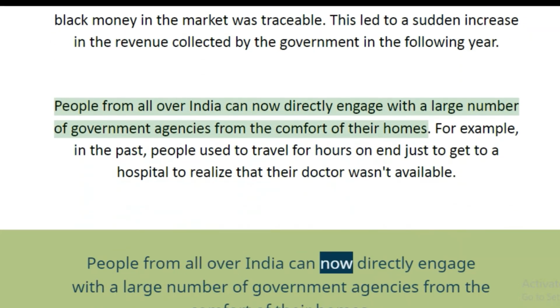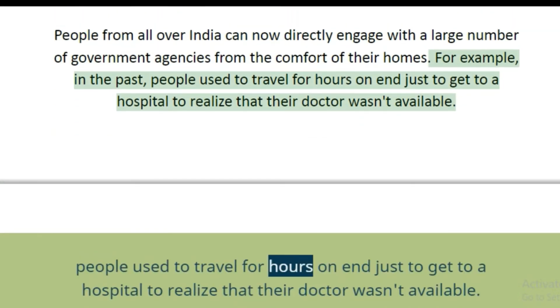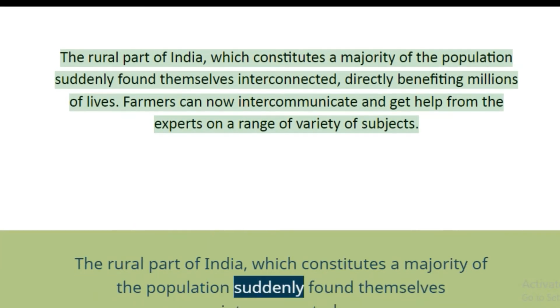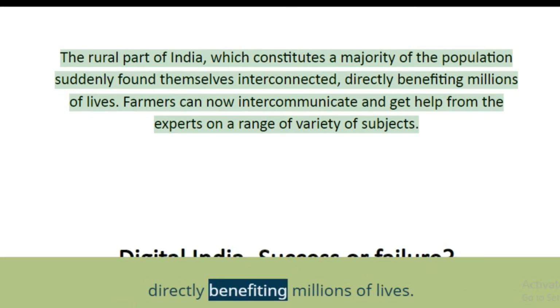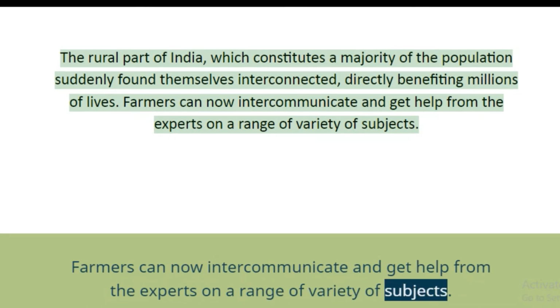People from all over India can now directly engage with a large number of government agencies from the comfort of their homes. For example, in the past, people used to travel for hours on end just to get to a hospital to realize that their doctor wasn't available. The rural part of India, which constitutes a majority of the population, suddenly found themselves interconnected, directly benefiting millions of lives. Farmers can now intercommunicate and get help from the experts on a range and variety of subjects.